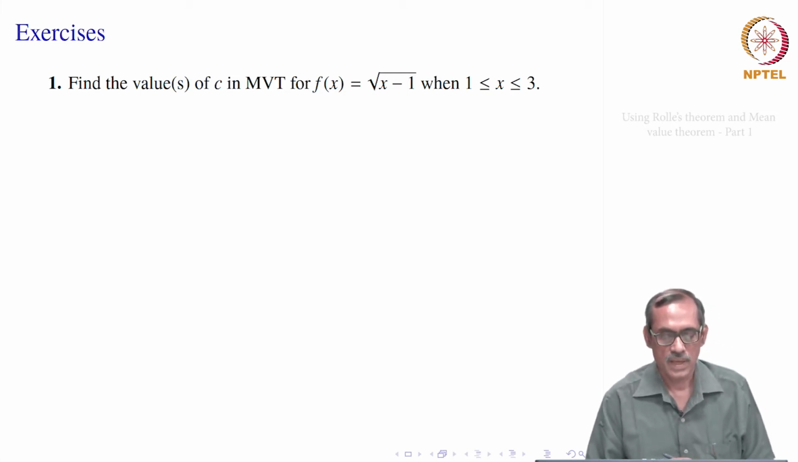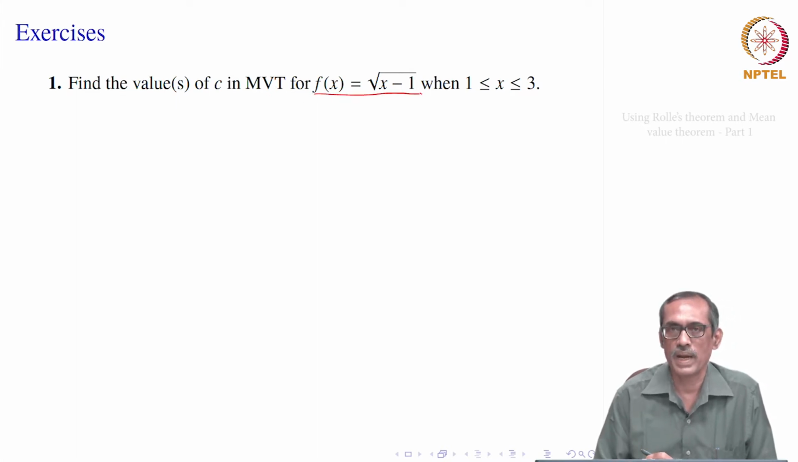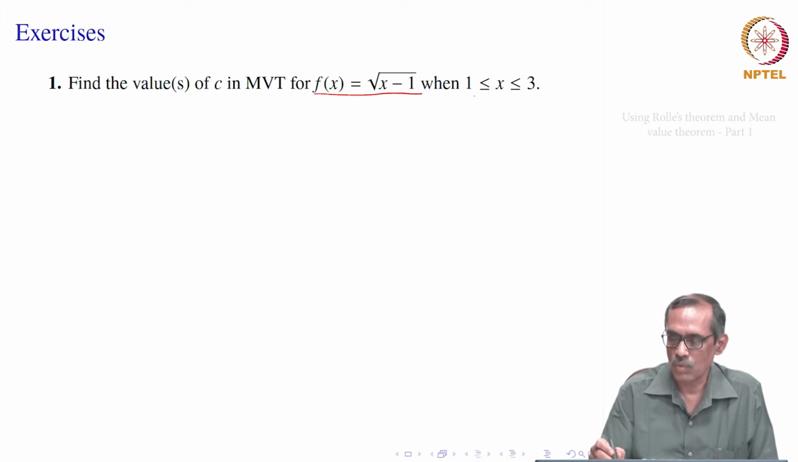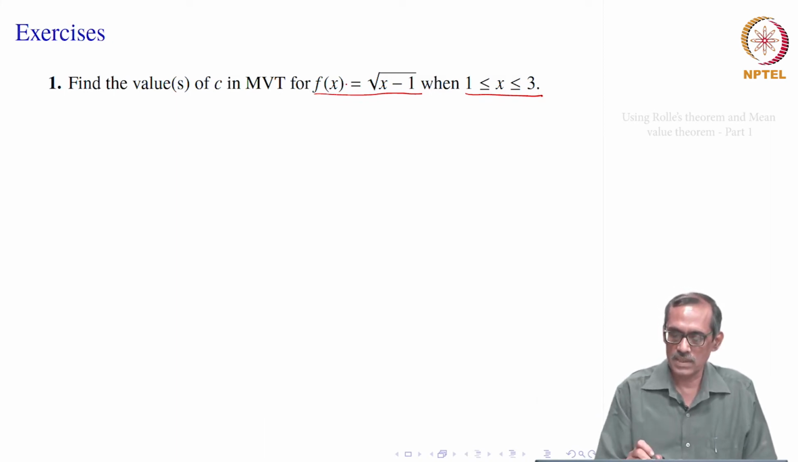First problem: find the value of c, or values of c, we do not know how many, in the mean value theorem, for this function f of x equal to square root of x minus 1, when 1 is less than or equal to x less than or equal to 3. So, what does it mean? You have the function f of x is square root of x minus 1. On this closed interval it is continuous, and on the open interval 1 to 3 it is differentiable.